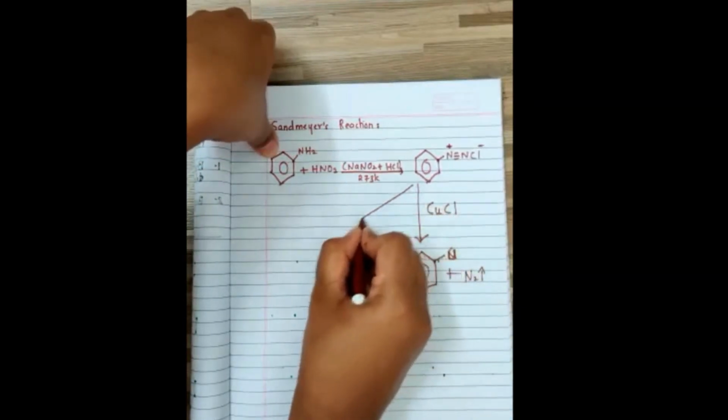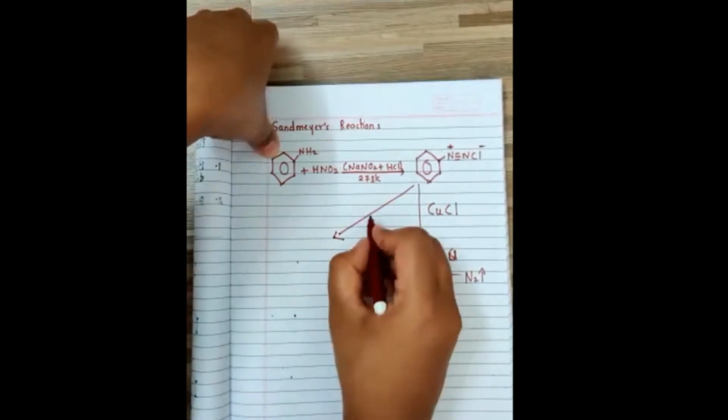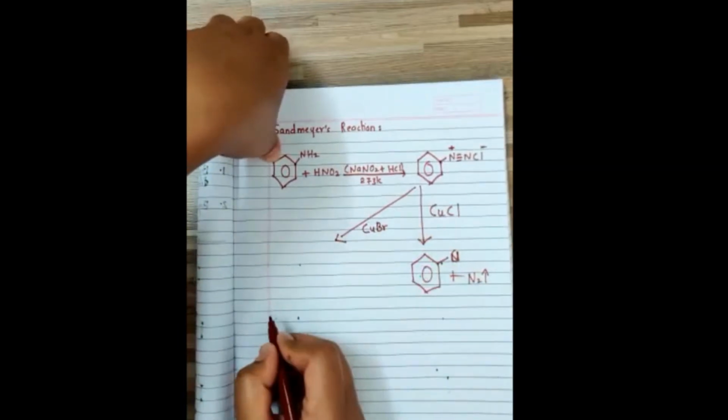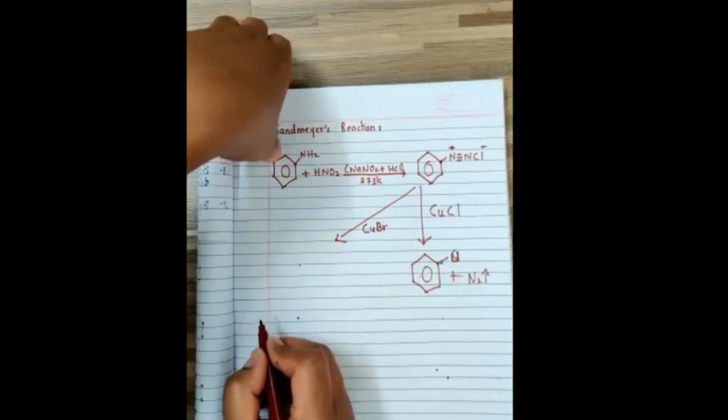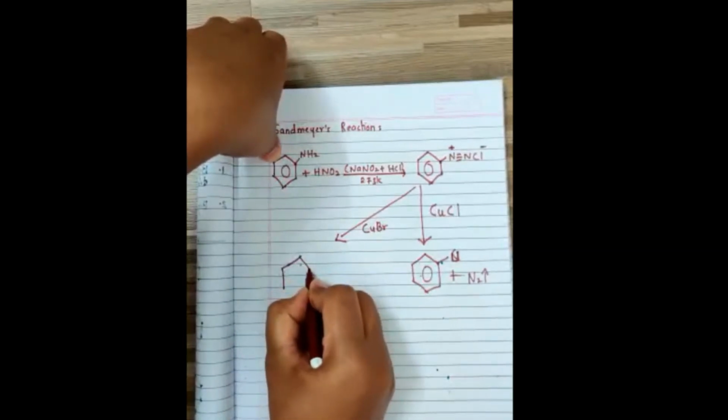If we want to prepare bromobenzene, we will take the salt of bromine with copper, that is cuprous bromide. Here copper is in +1 oxidation state. Okay, and we will get what?